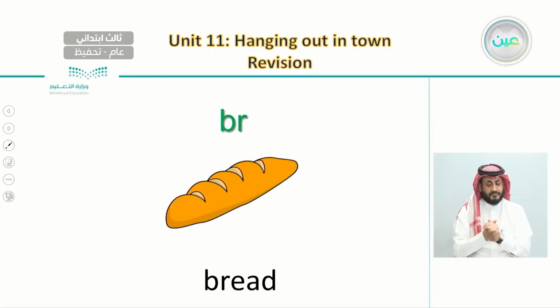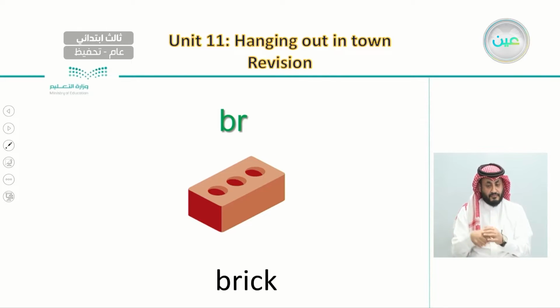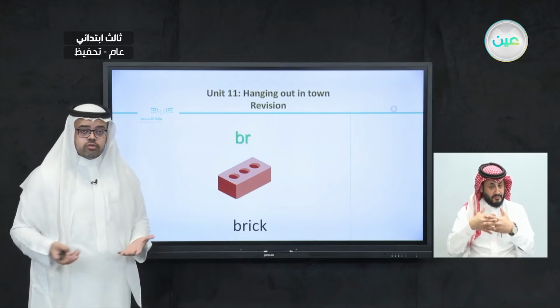Also, the second word with BR is bread. Bread. Say after me, bread. And here we have bread, which starts with B and R, the second blend. Also, the third word we have with this blend is brick. Brick. Say after me, brick. And brick is a kind of stone that we usually use when we are building walls and building houses.